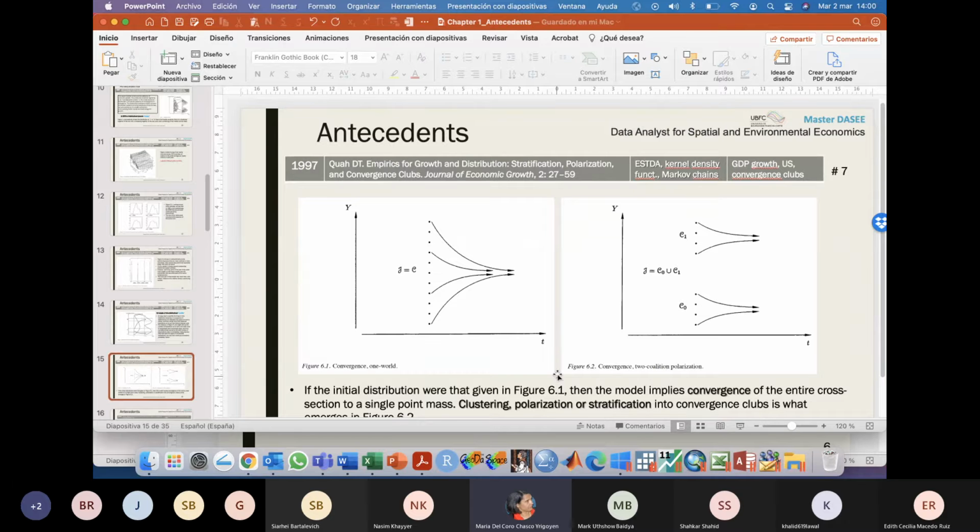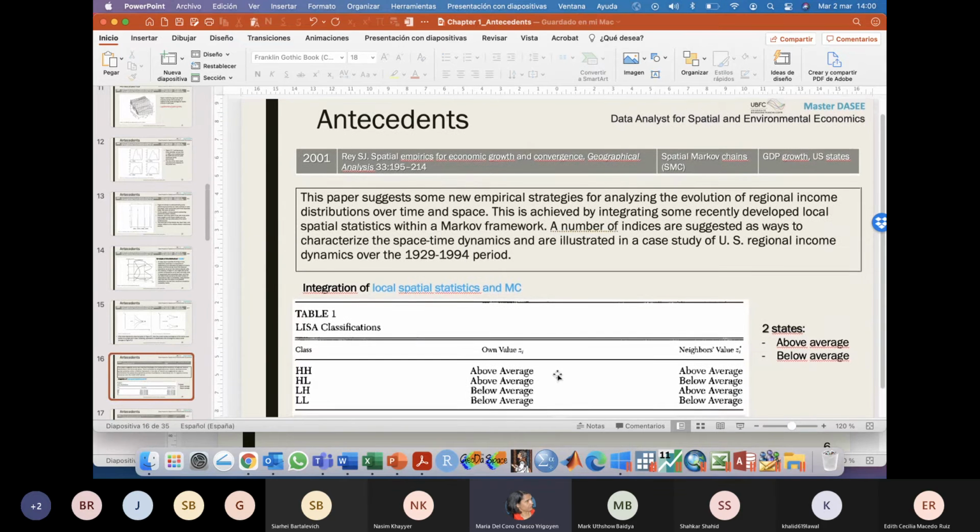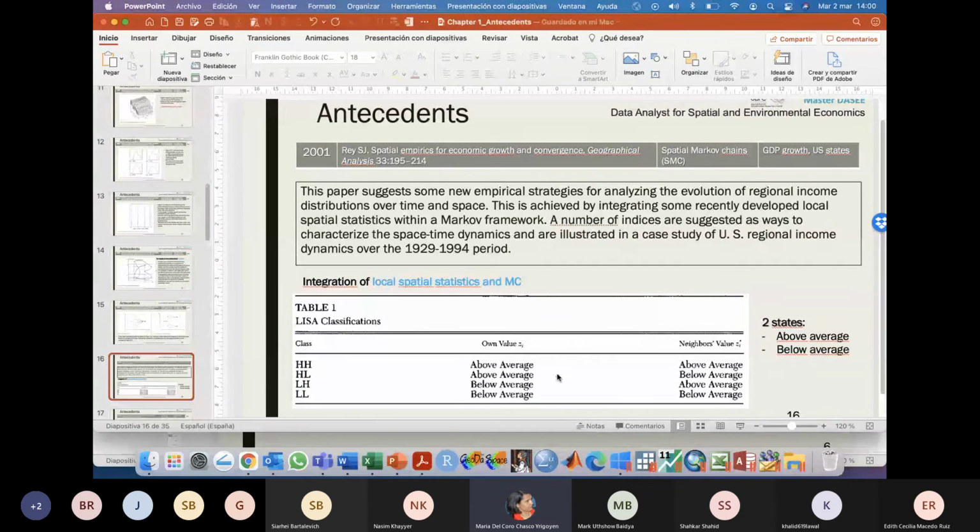Well, here we find a third very, very important paper. This third paper was published by Serge Rey. Serge Rey published this paper that was entitled Spatial Empirics for Economic Growth and Convergence. It was published in 2001 in the journal Geographical Analysis.